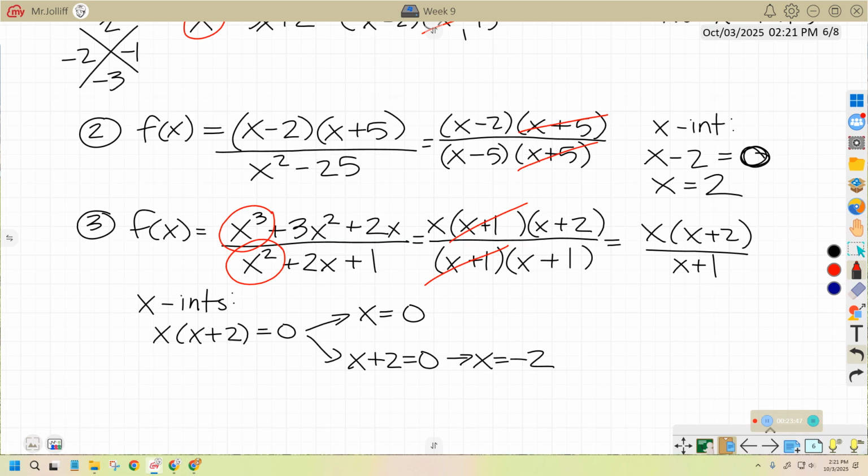I'll give you a minute, check your notes, check with your neighbor. What do the horizontal asymptotes of this guy look like? You don't have to give me an exact answer, just big idea. What do they look like?